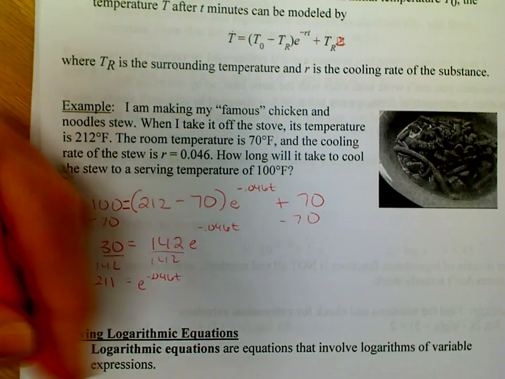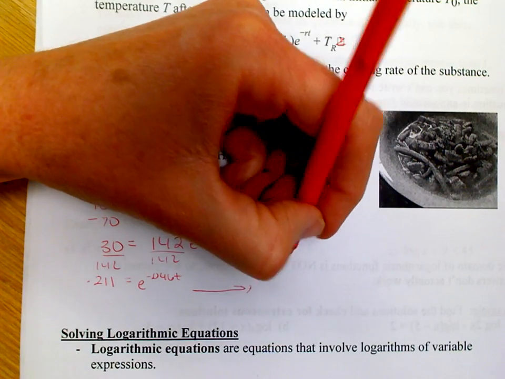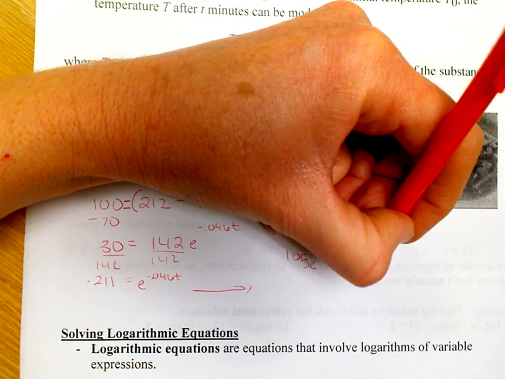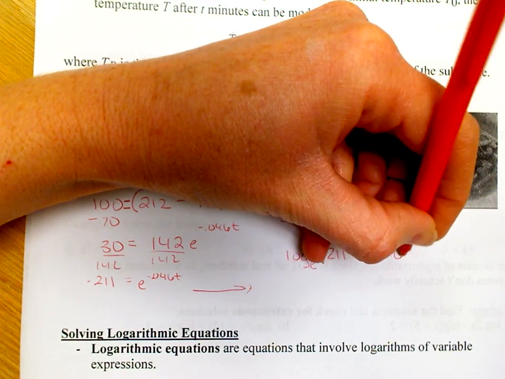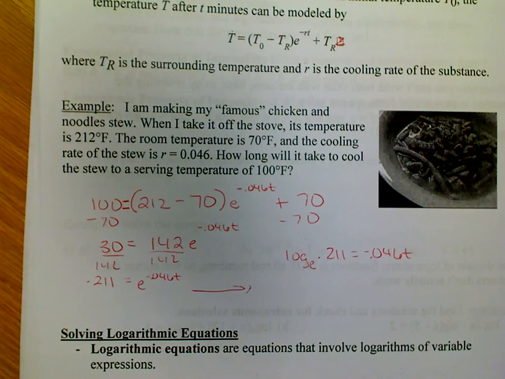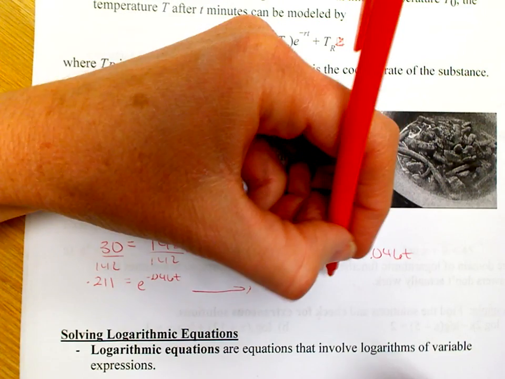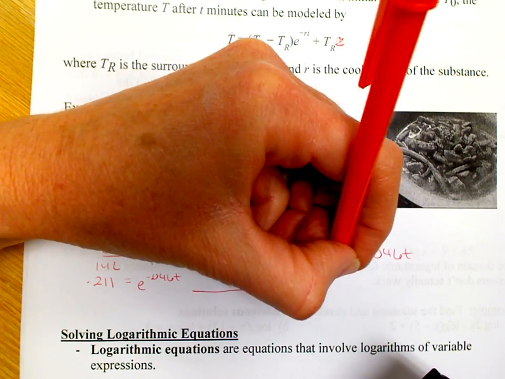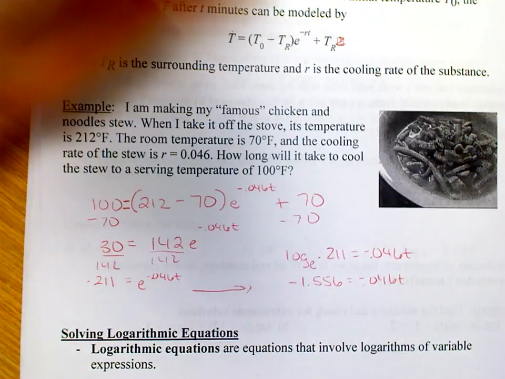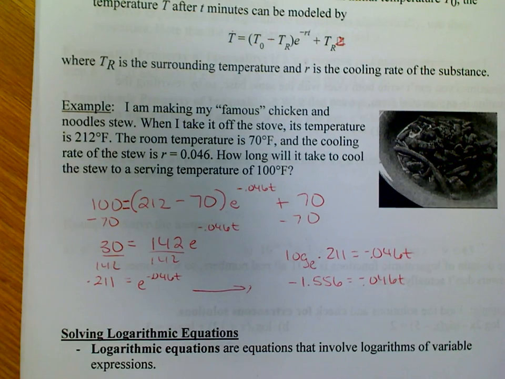This is an exponential form, and so from here, we can change this to log form. It'll be log base e of 0.211 equals my exponent. And this is something that I can solve. Remember, this just means natural log. The natural log of 0.211 is about negative 1.556 equal to negative 0.046t. And you can see from here, you would just divide by negative 0.046.